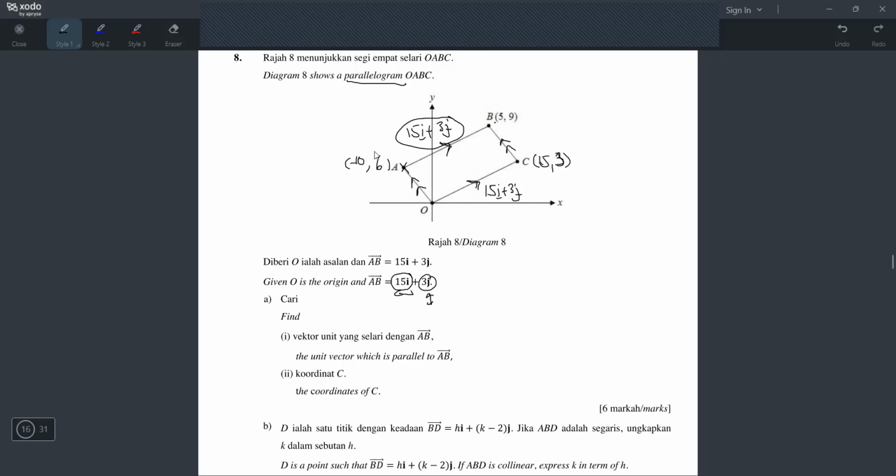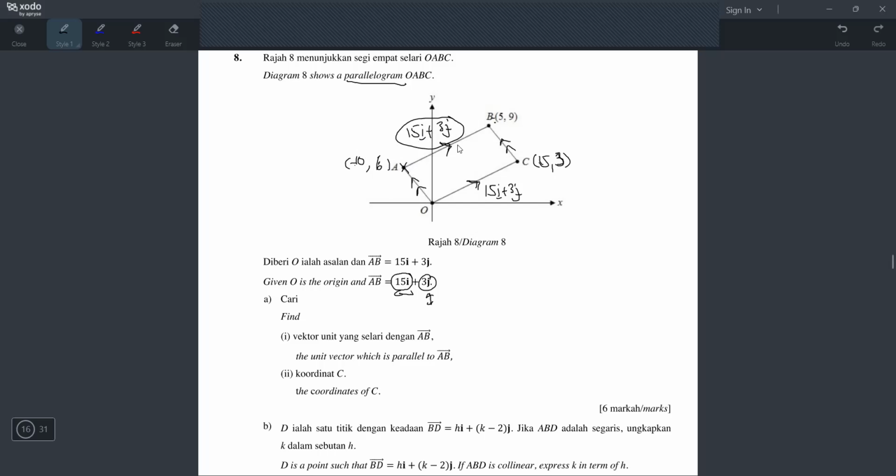Faham maksud saya? It means that if you take negative 10 plus 15, you will get 5, and then 6 plus 3 equals 9. Because all this IJ thing is for pergerakan yang kiri, kanan, atas, bawah, right? So you can actually find the coordinate this way. 5 minus 15 dapat negative 10, 9 minus 3 dapat 6, right?